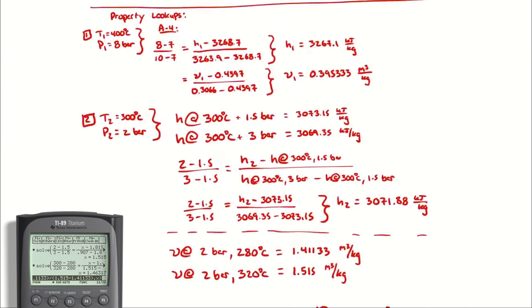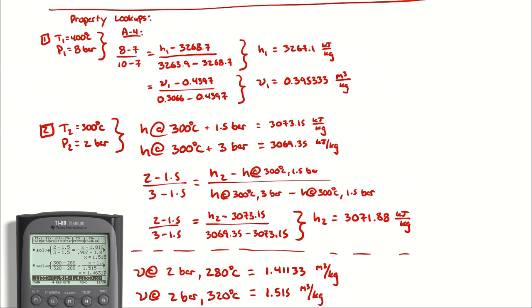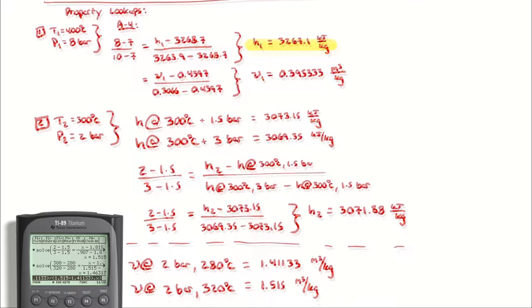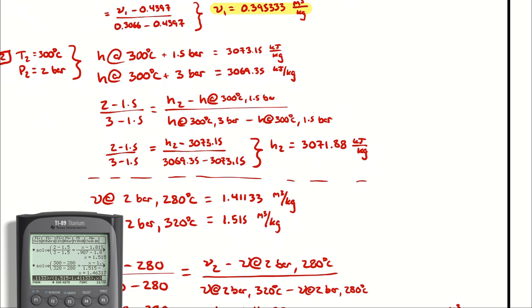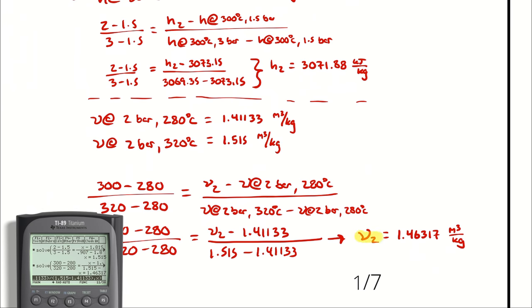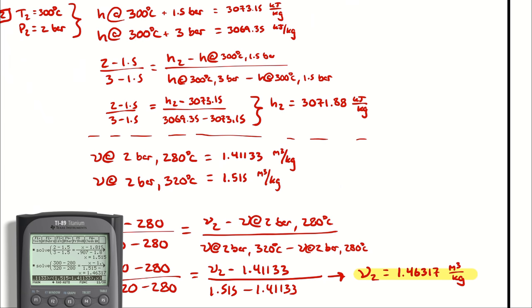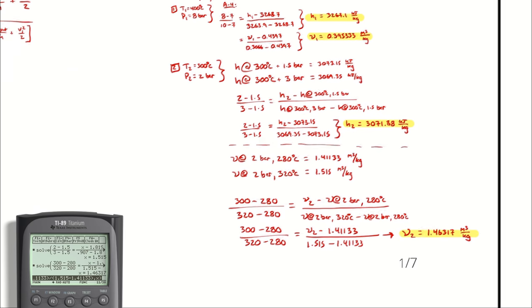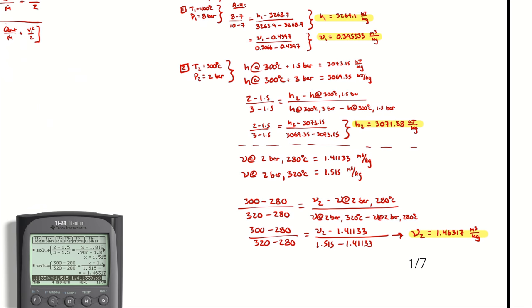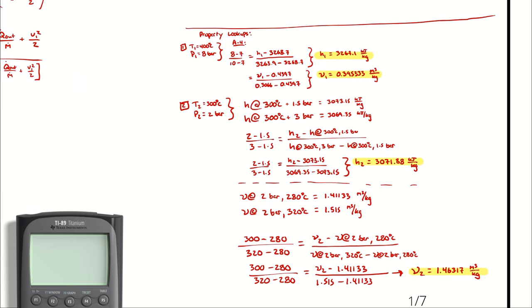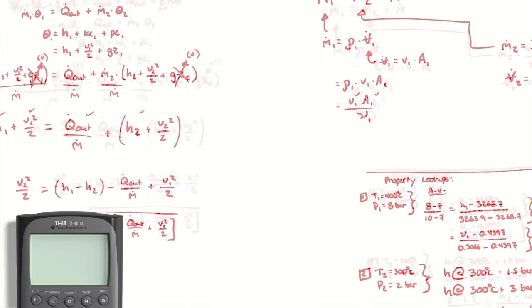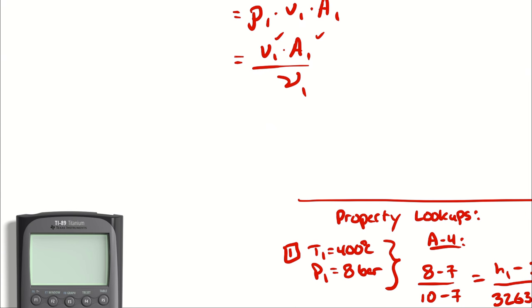So we have an H1 of 3267.1. I'm going to highlight that to make it easier to graph from the other side. A V1 of 0.395333. A specific volume of 1.46317. And an enthalpy at state 2 of 3071.88. And our numbers seem reasonable. We are increasing our specific enthalpy, and we are increasing our specific volume. Excuse me, decreasing our specific enthalpy, increasing our specific volume. Now we can calculate a mass flow rate at state 1 so that we can plug that into our energy balance.